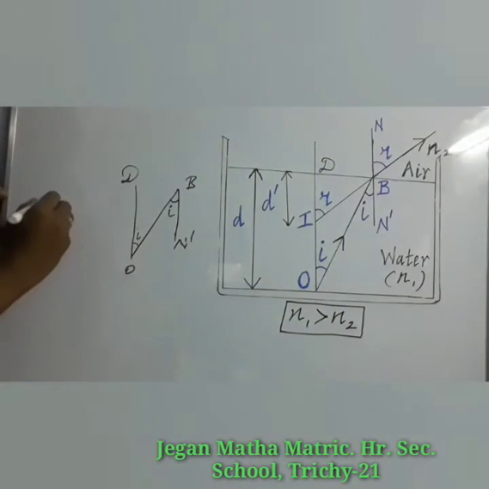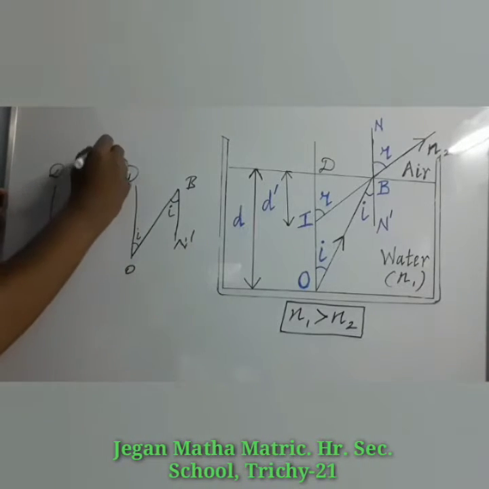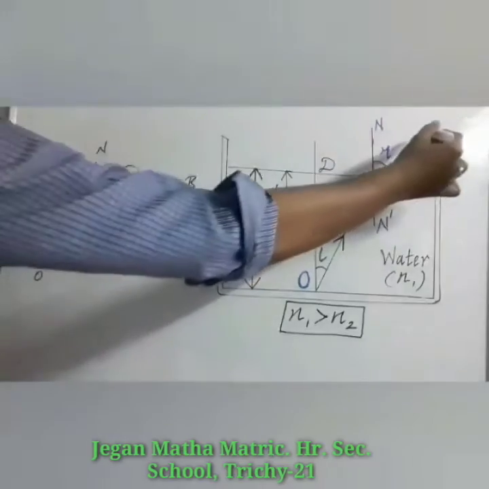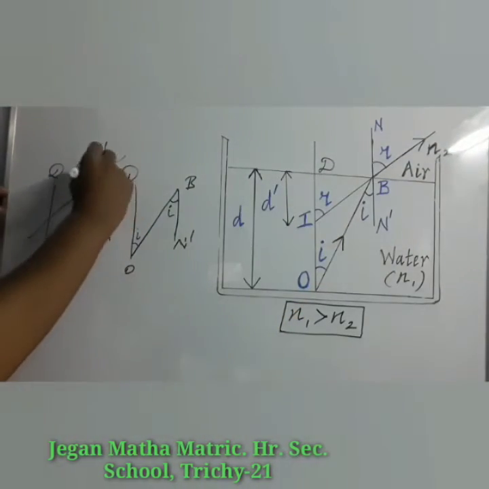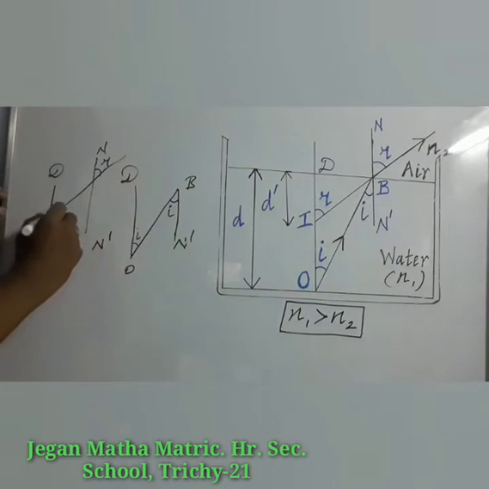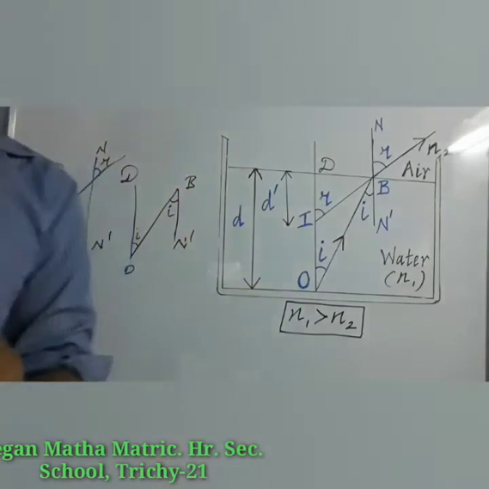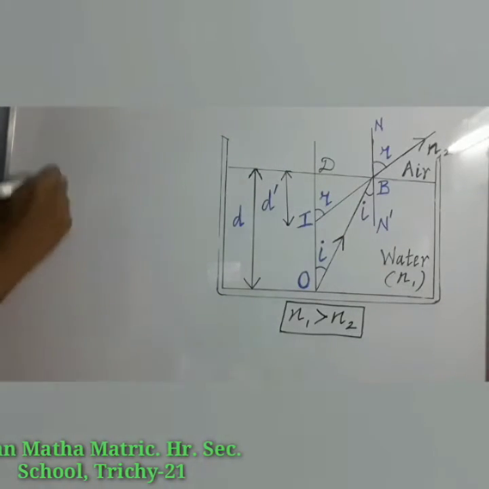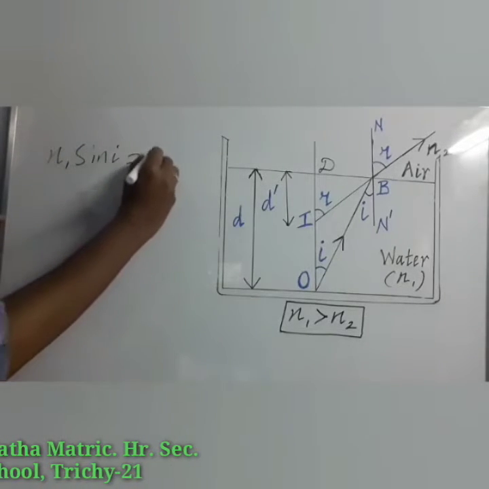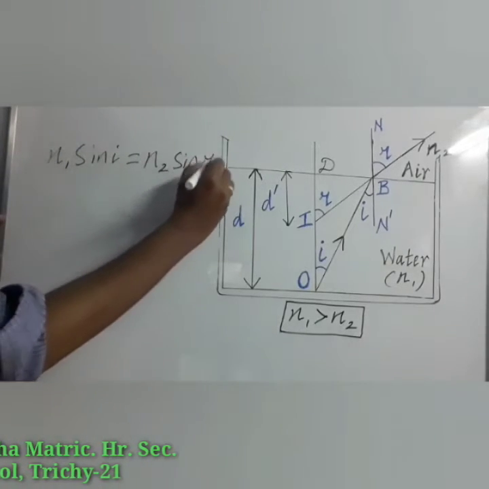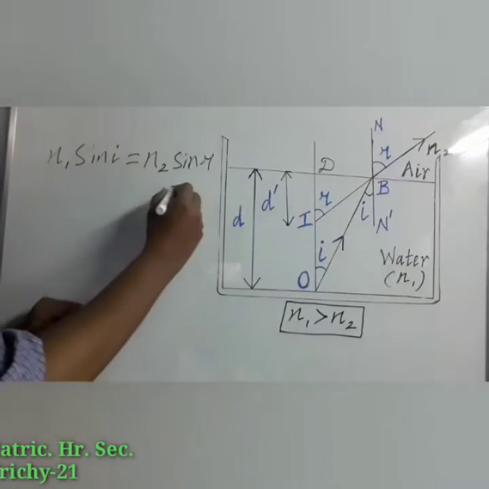So once again we can take the line DO and N dash. That line, the refracted ray line, is passing through this. So here the angle is r, which means here also the same angle will be there. That's why we mentioned the r here. Now we can use Snell's law: N1 sin i is equal to N2 sin r. Let us take that as the first equation.